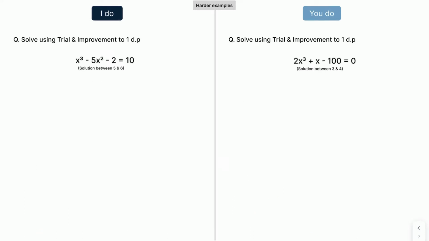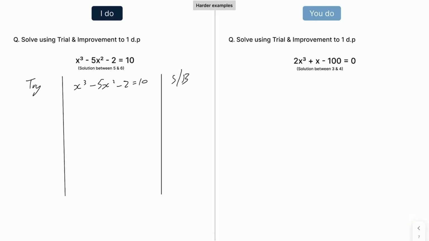So moving on to slightly harder examples. So again, it's all about showing the method, because in these type of questions you get quite a lot of method marks. So again, the first step is nice and easy. We're going to try the solutions given in the answer. So they've told us it's between 5 and 6.